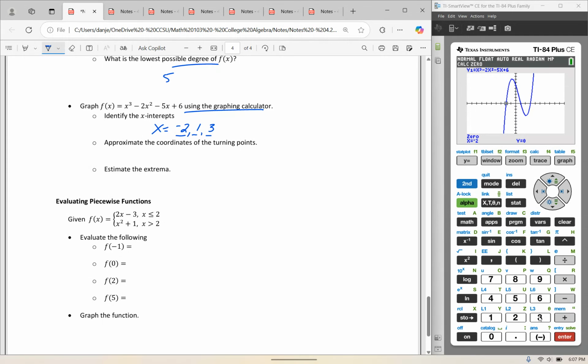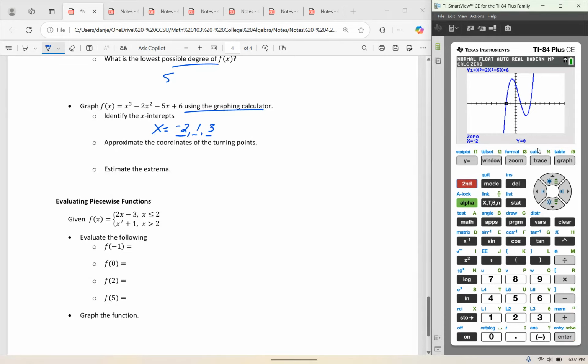To approximate the coordinates of the turning points, I'm going to do the same process. To find that maximum, and that's a relative maximum, second calc, we want number 4, the maximum. Notice the calculator says calculate maximum. I want my cursor to be to the left of it. It is. I press enter. Now I want a cursor to the right of that. Press enter. Go back somewhere in between. And it looks like we have a maximum.